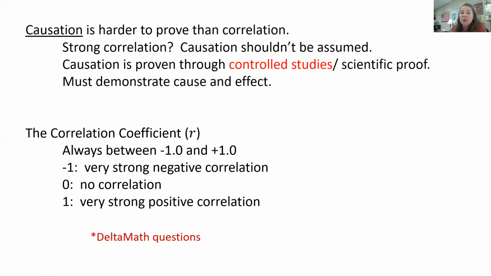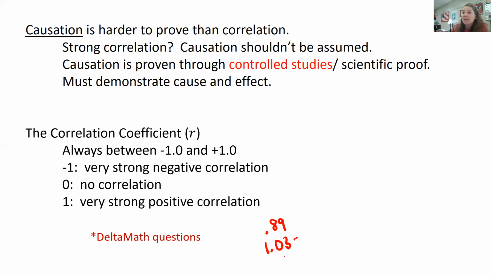Now I put Delta Math on here because tomorrow you're going to do a Delta Math assignment. Some of your choices may be above +1 or less than -1. So for example, if I said which of these shows a stronger positive correlation, and one of my choices was 0.89 and one of them was 1.03, well, you would probably think, well, this one's closer to 1, right?